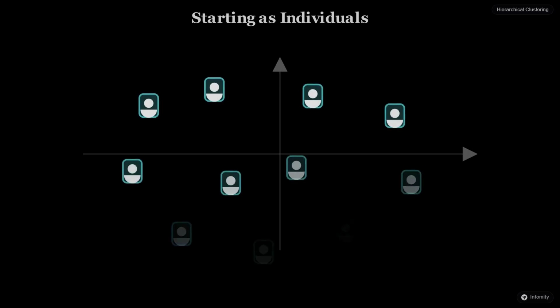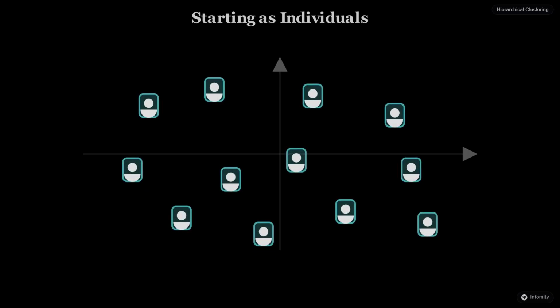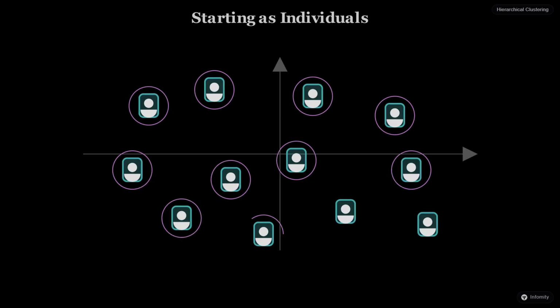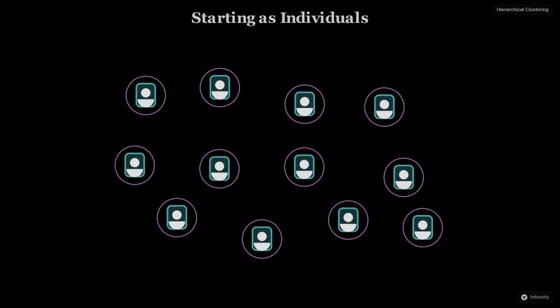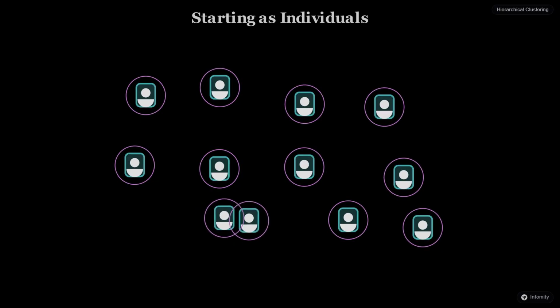In the beginning, we do not have any groups at all. Imagine a table spread with individual portrait photos. In hierarchical clustering, every single data point starts its journey as its own unique cluster. There are no predefined categories or magnets pulling them together yet. It is just 12 separate individuals waiting to find their closest match based on how they look.